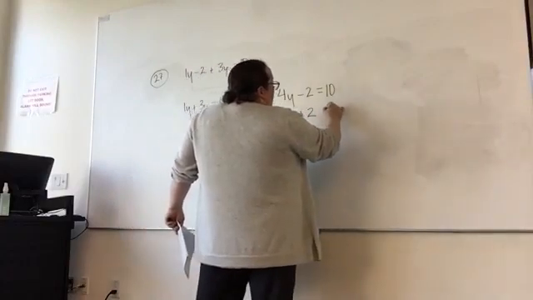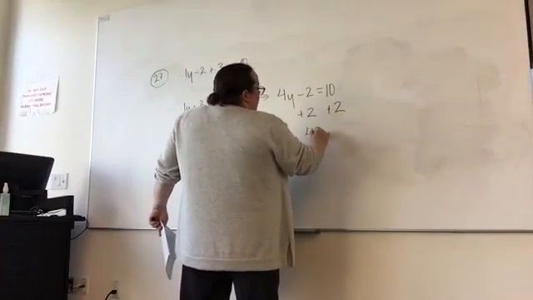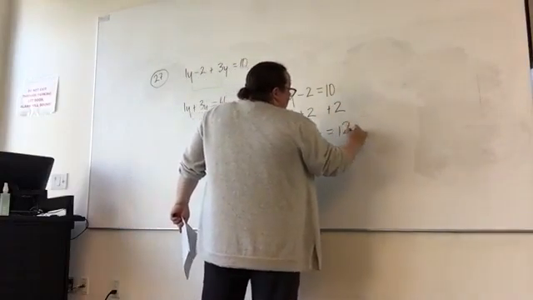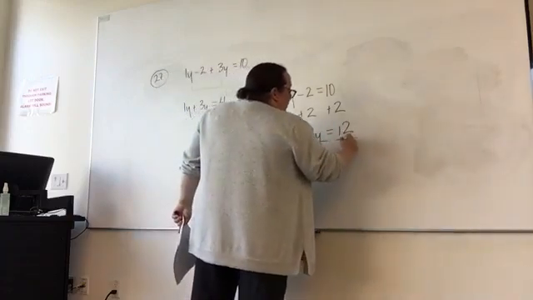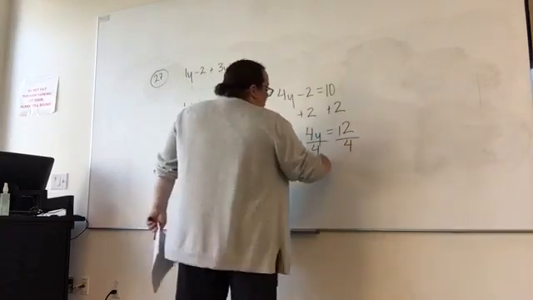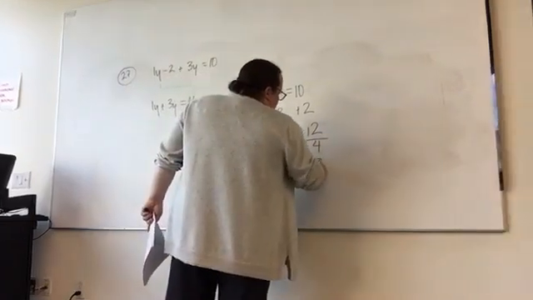I'm going to add 2 on both sides. Now I have 4y is equal to 12. Notice I need to divide by 4 on both sides to get y by itself. So y is equal to 3.